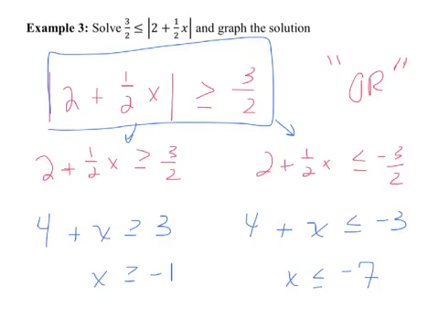So we get x is greater than or equal to -1, and x is less than or equal to -7. But it's clearly not an and statement because those can't overlap, right? What kind of a statement is it? It's an or statement. Let's take a look at our answer.